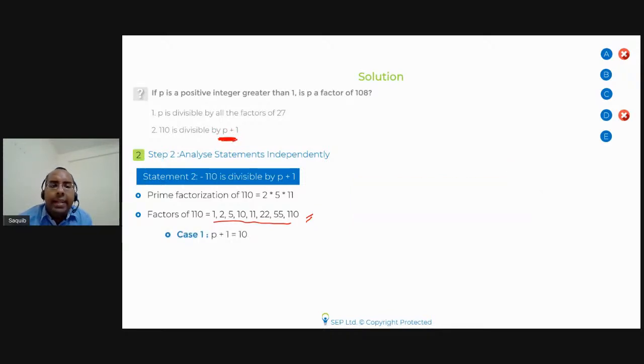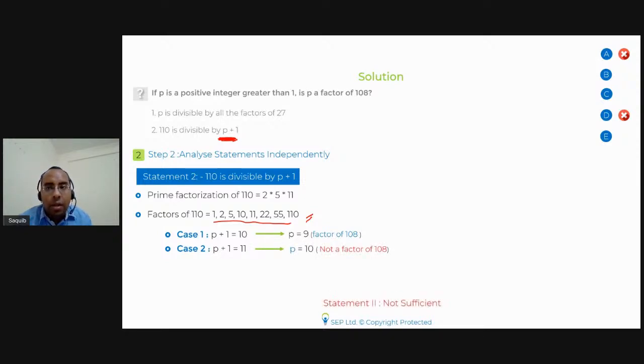Okay? Now again, I can take two cases. Like if I take p plus 1 as 10, say. If p plus 1 is 10, then p is 9, which is a factor of 108. But it's quite possible that p plus 1 could be 11 also. In that case, it's not a factor of 108. That means even statement 2 is not sufficient because you won't be able to find out the answer. So statement 2 is also not sufficient.